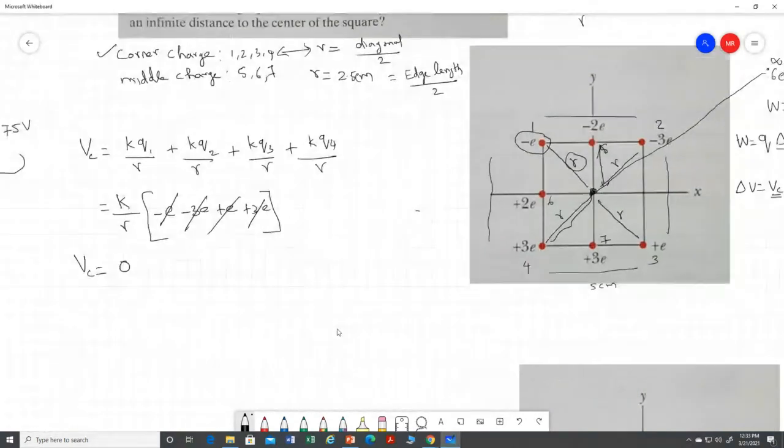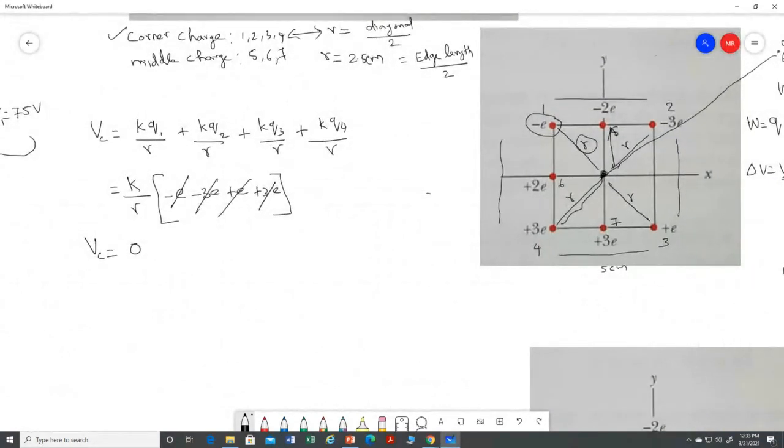Clear? Understand? Okay. Now, doctor, let's come to the middle charge. What is our middle charge? My V middle is equal to K Q5 over R plus K Q6 over R plus K Q7 over R. Am I right? So I can just write the formula like that.